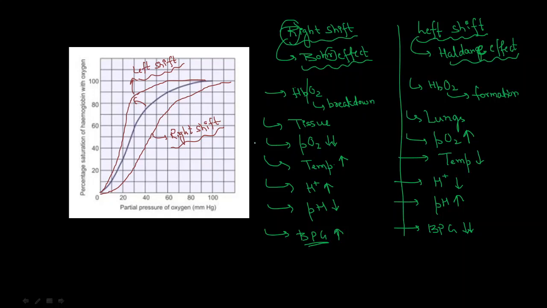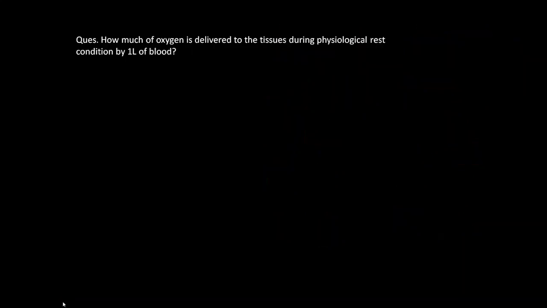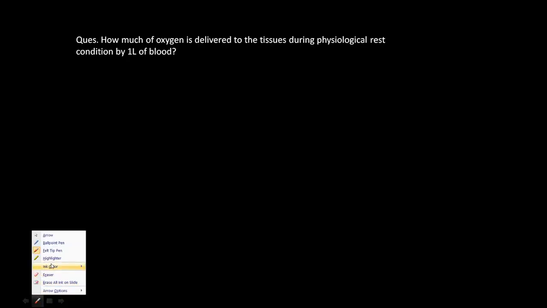So I'm sure with all these things, the oxygen dissociation curve concept is clear to you, and I have tried to make it easier for you to understand. Just try out a lot of questions based on this topic and see whether you are able to do them or not. Okay, and let us just do one question on this, so that you will have an idea what type of question can be asked from this topic. So here the question is, how much oxygen is delivered to the tissues during physiological rest condition by 1 liter of blood?